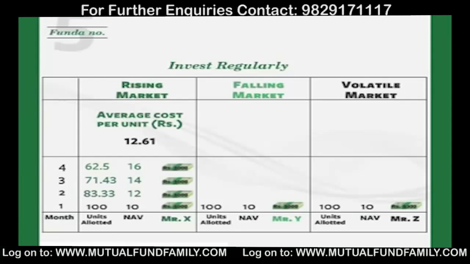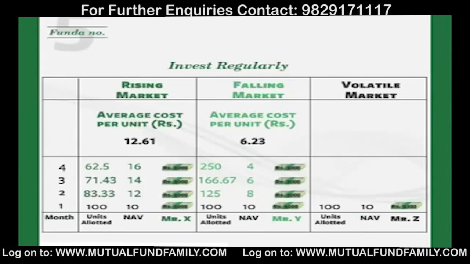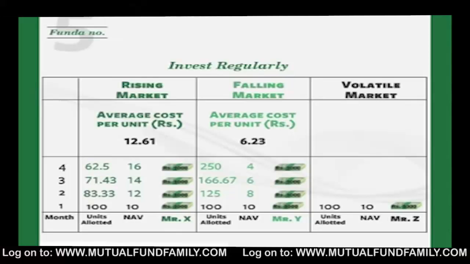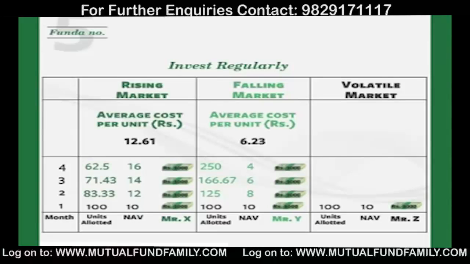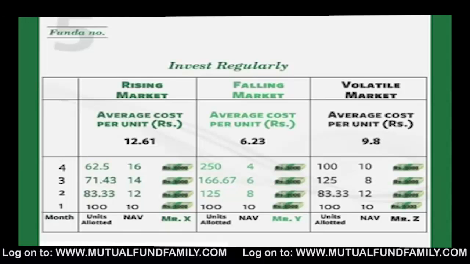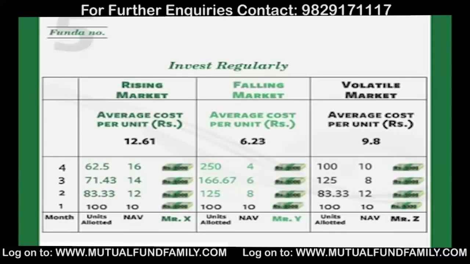Now Mr. Y, as we have assumed, has been investing in a market that is showing a downslide. The cost of units in the following 3 months decreases to rupees 8, rupees 6 and rupees 4 respectively. But on an average, the cost price of each unit comes to rupees 6.23, and he is able to accumulate more units into the fund. For Mr. Z, who has invested in volatile market conditions, the average cost comes to rupees 9.8.